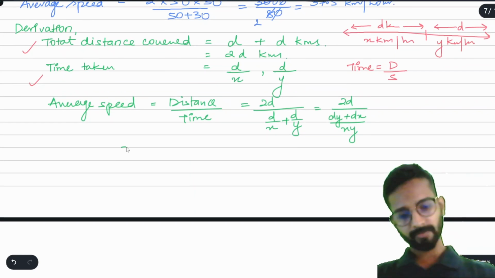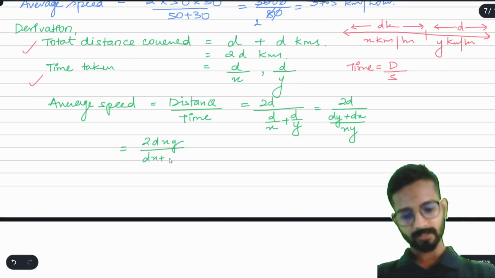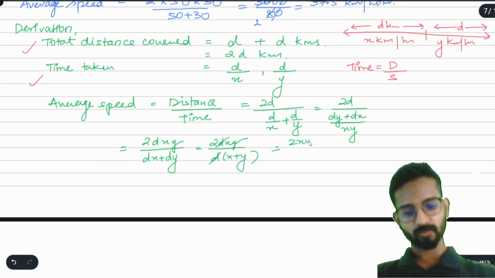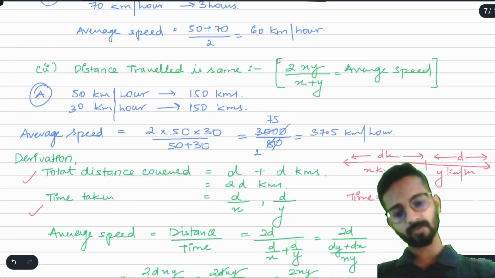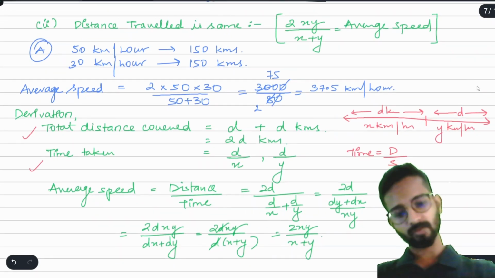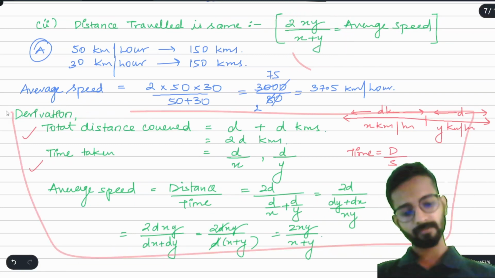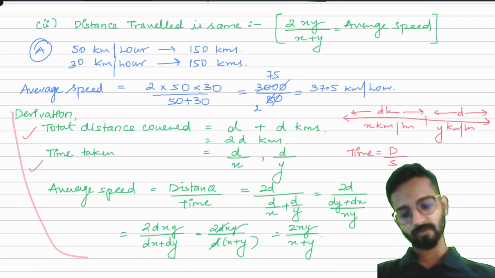Then rewriting it, it will become 2dxy, here dx plus dy, taking d common, 2dxy by d times x plus y, d will be cancelled and your formula will be 2xy by x plus y. Understood? Simple enough. This is what we have already learnt here, 2xy by x plus y. This is just the derivation of this entire thing. Understood? Very easy. Now we'll be solving few questions from our exercise 3.5. Let's begin.